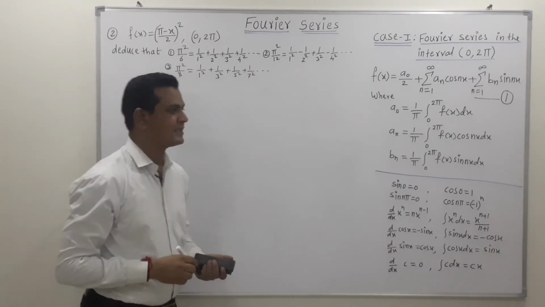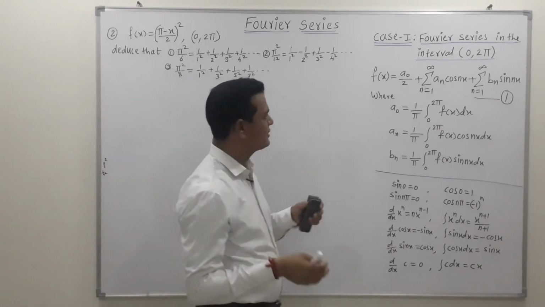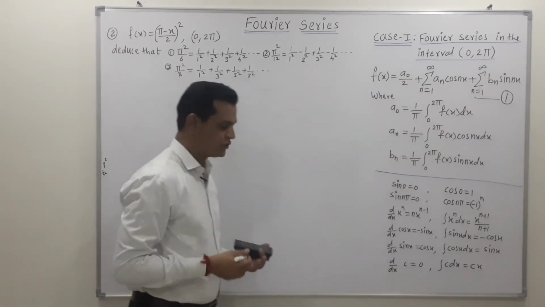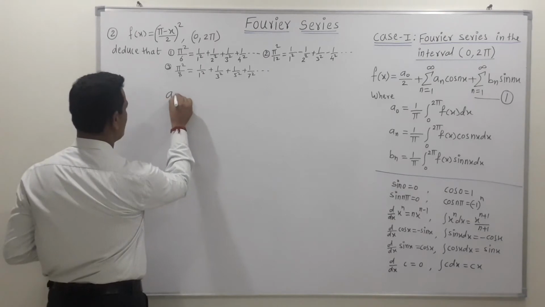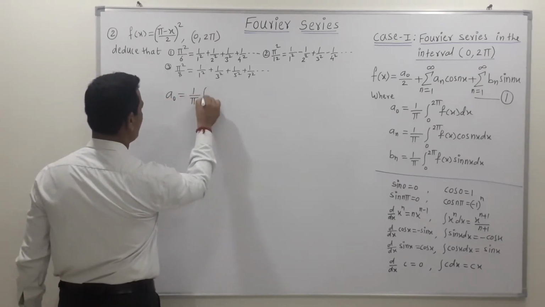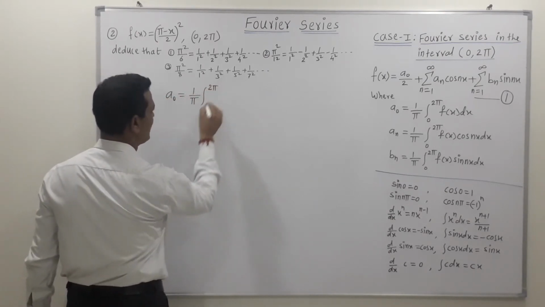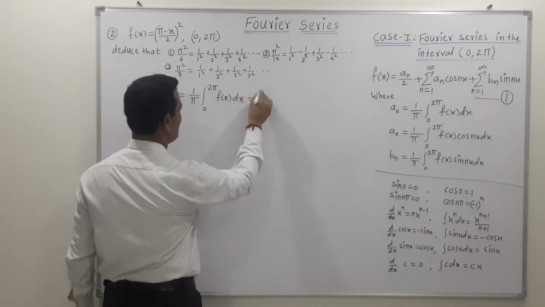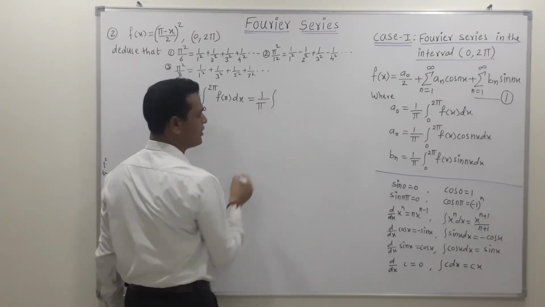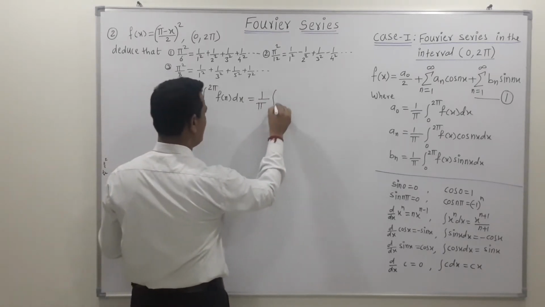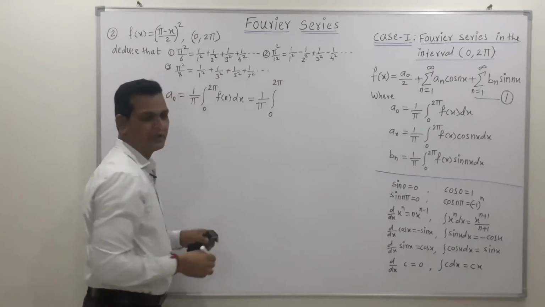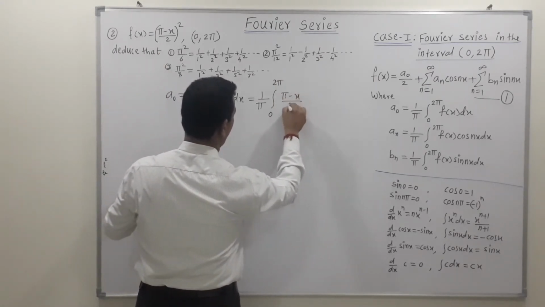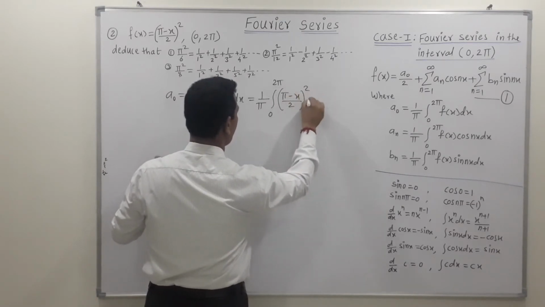After calling this equation number 1, to find the Fourier series coefficients a naught, a n, b n, let's try for the first coefficient. So the first coefficient is a naught, which is 1 upon pi, integration 0 to 2 pi, the value of f of x dx. So put the value here. We get 1 upon pi as it is, the integration limit is 0 to 2 pi, then the value of f of x, which is (pi minus x upon 2) its square, dx.